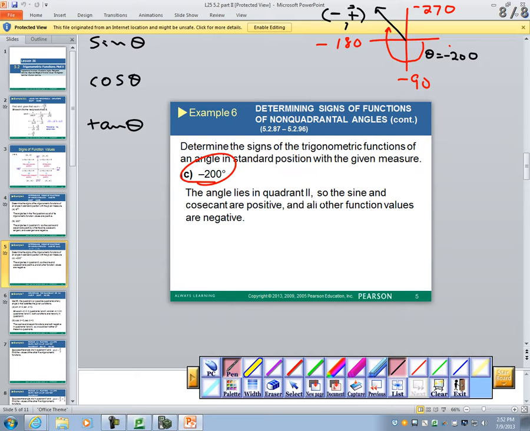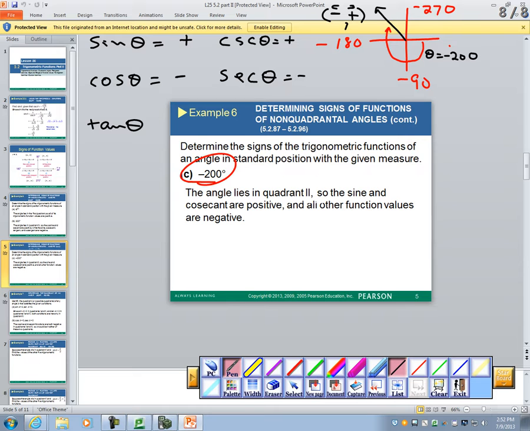Good. Sine is always synonymous with y. Cosine is always synonymous with x. So sine is going to be positive. Cosine is going to be negative. And so their reciprocals, which would be what? Positive and negative. Well, reciprocal identity for sine is what? Cosecant. Cosecant. Good. And so, Travis, what's the reciprocal for cosine identity? Secant. Good. And that's negative.